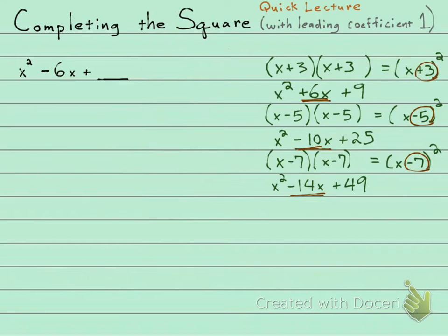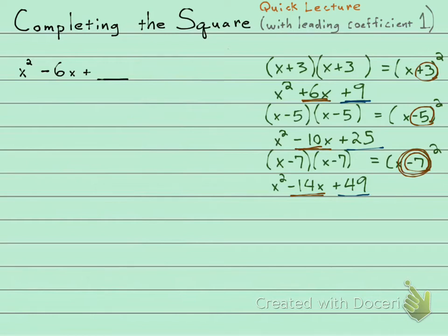And the last term is the square of that number, right? So in this case, 3 squared is 9. In this case, negative 5 times negative 5 is 25. And in this case, negative 7 times negative 7 is 49. So you see what's happening is to find this number in brown, we're going to take half of the middle term. And then to get the number in blue, we're going to square it.